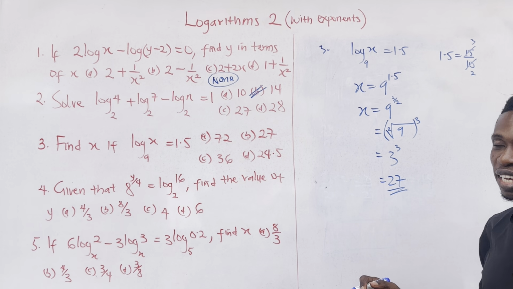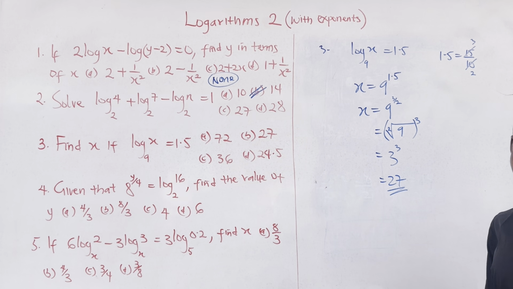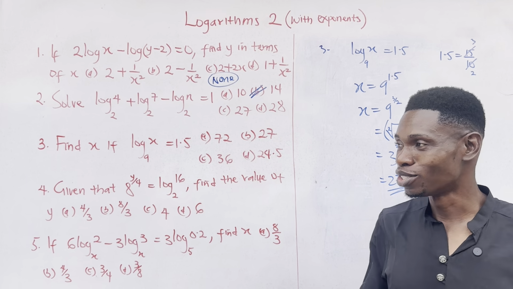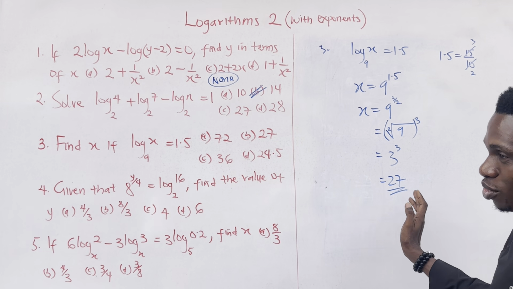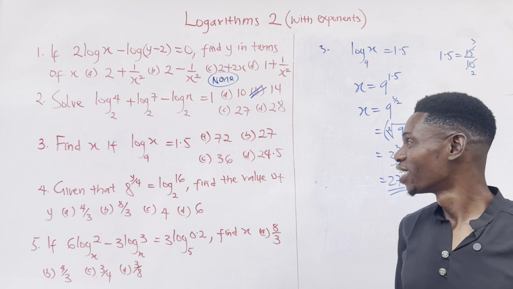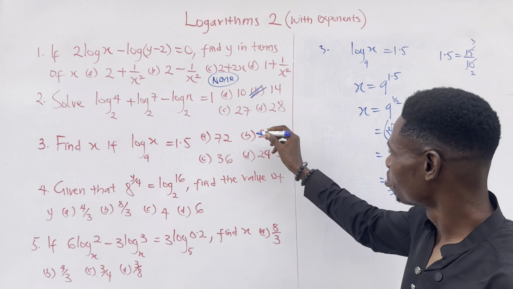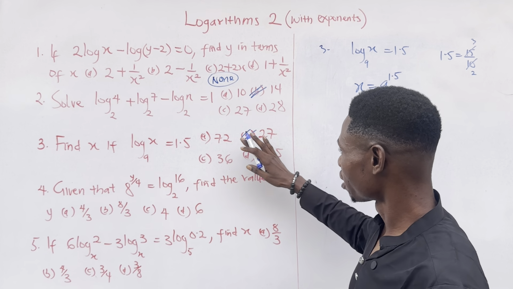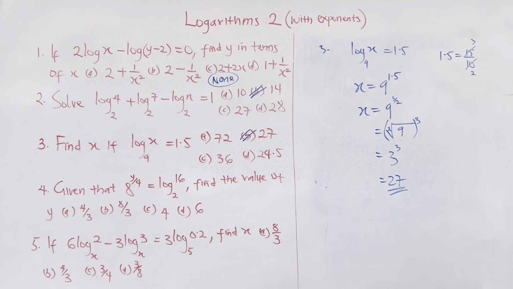Notice that I'm taking my time to explain. In the exam, you don't have the luxury of time, so you can skip all the steps you understand to get your answer quickly. So 27, that will be option B. That's for number 3.